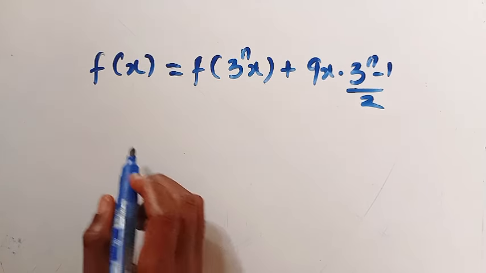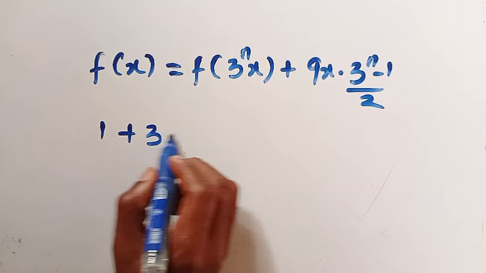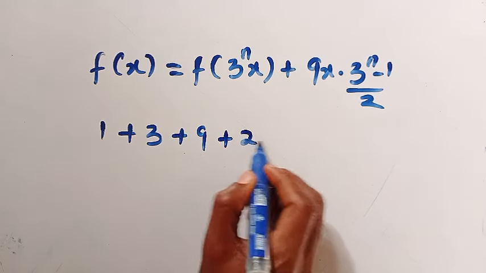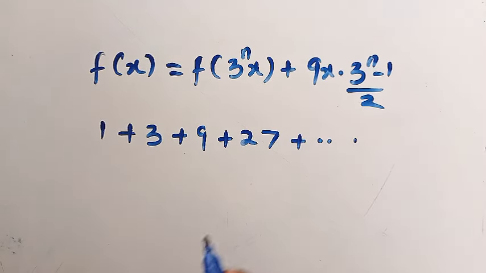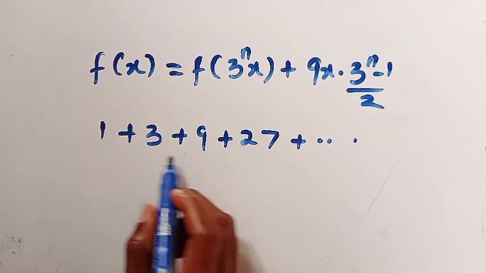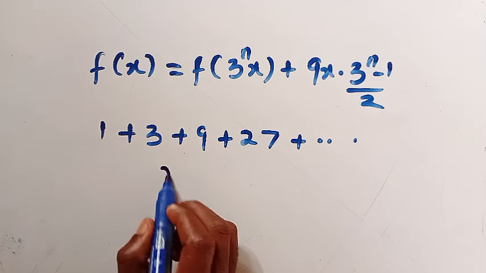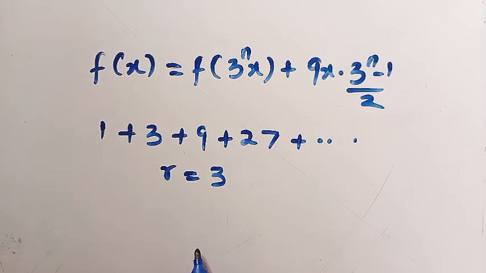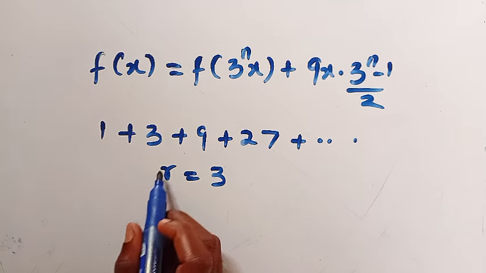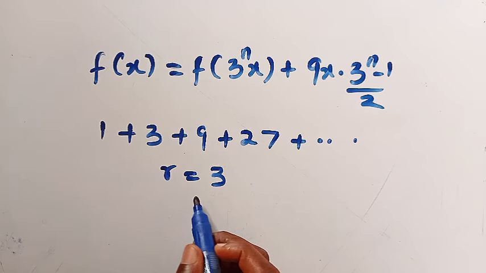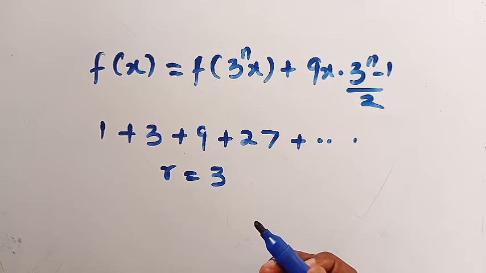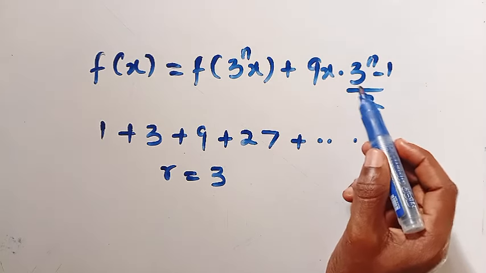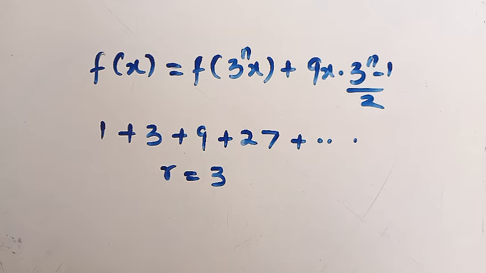So what I was saying is, suppose we have 1 plus 3 plus 9 plus 27. When this keeps going, we know that we have the common ratio here, which equals 3. And when we apply the sum of a geometric progression, since the common ratio is greater than 1, we are going to arrive at 3 to the power of n minus 1, divided by 2.